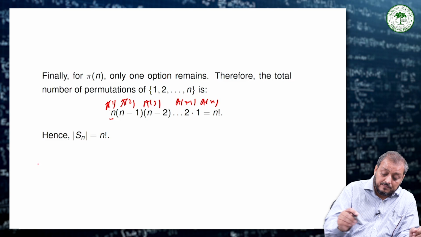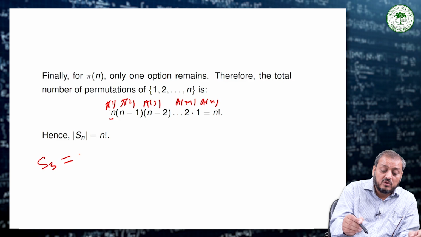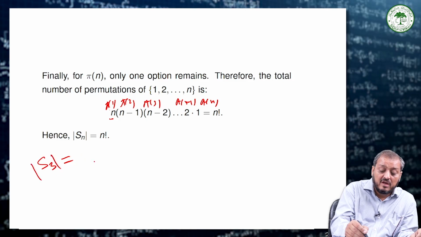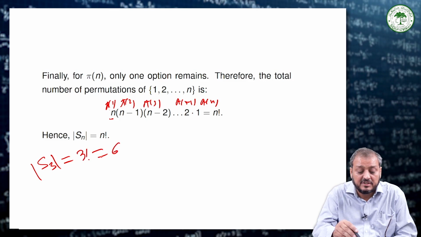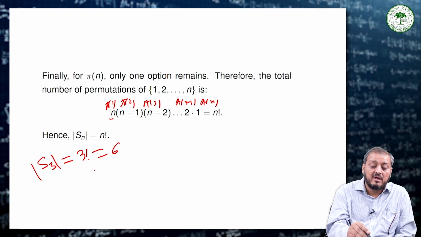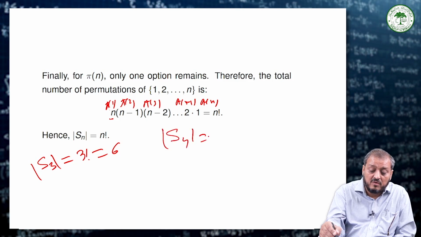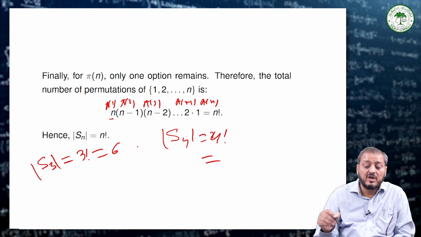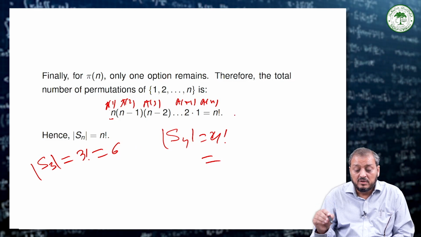For example, take S3. The order of S3 is factorial 3, which means there are 6 possibilities, so there are 6 members in the group S3. Similarly, if you take S4, then you have factorial 4, that is 24 elements of this form.